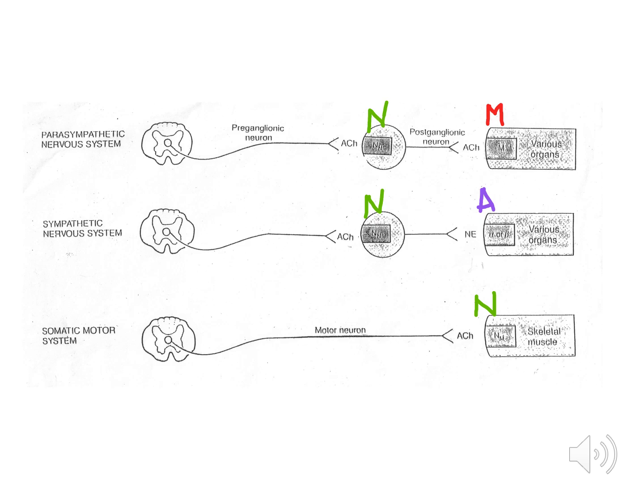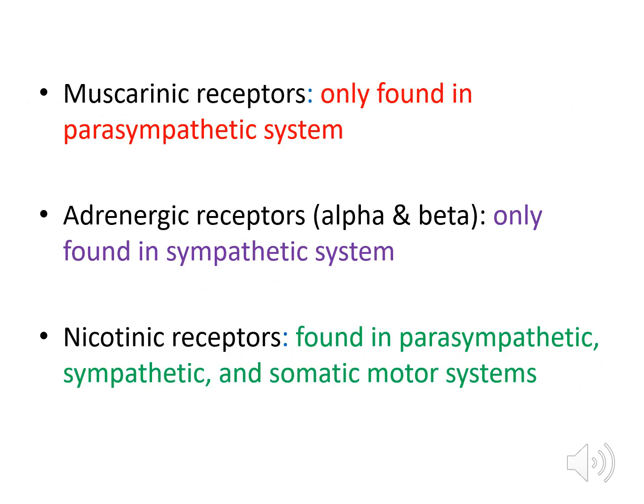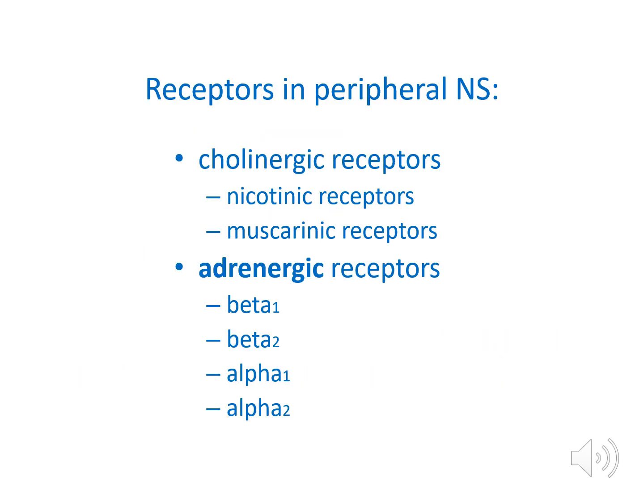We have muscarinic receptors only at the target tissue in the parasympathetic division. We have adrenergic receptors only at the target organ in the sympathetic system, but we have nicotinic receptors in all 3 of those divisions. Got it? And here we have it in writing if it's easier for you to grasp that way.